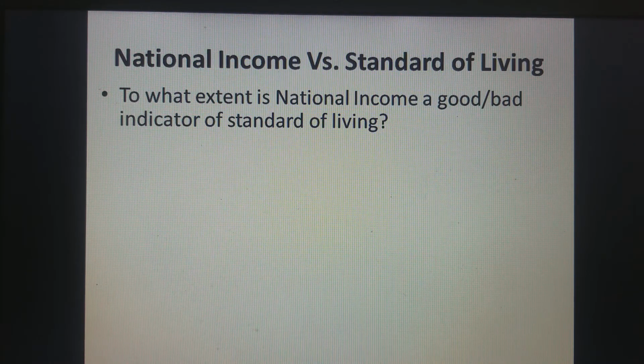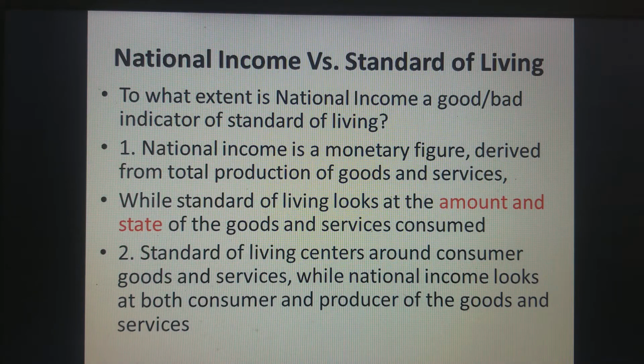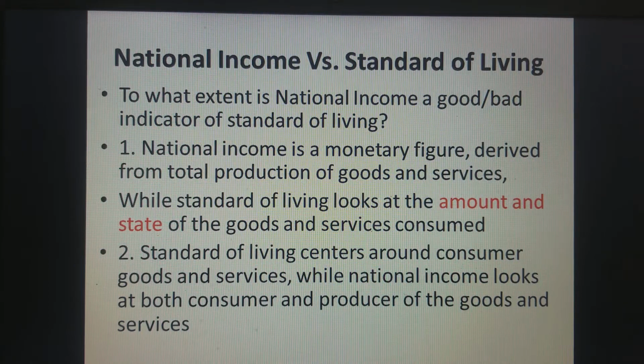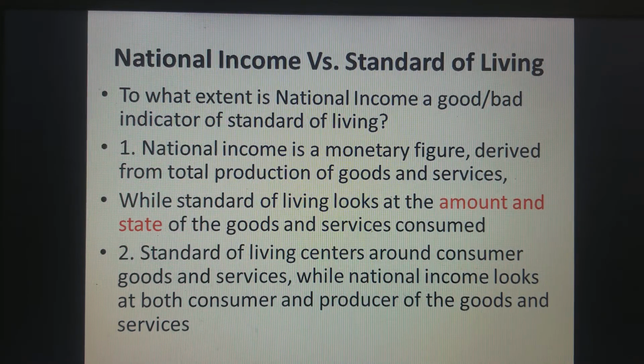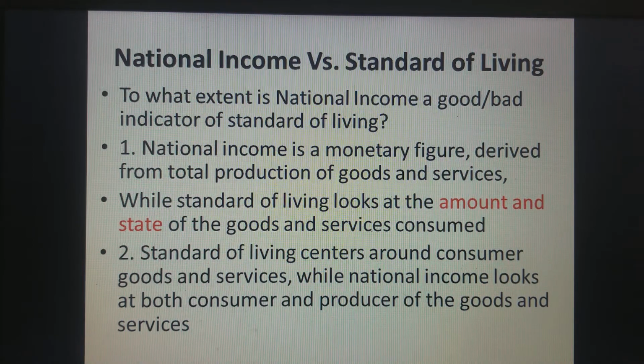Let's go on quickly. Now we want to look at national income versus standard of living. To what extent is national income a good or bad indicator of standard of living? Well, one, national income is a monetary figure. Yes, we said that earlier, and it is derived from total production of goods and services. But standard of living looks at the amount and state of the goods and services consumed. So in other words, national income is simply adding up the total production of goods and services, but it is not taking into consideration the amount and state, the quality of the goods and services, right?